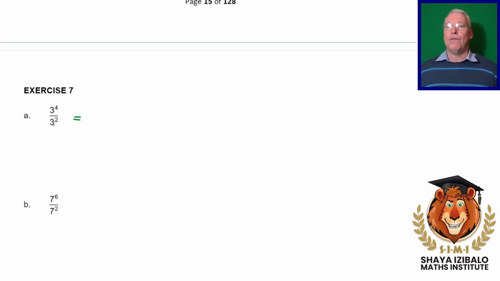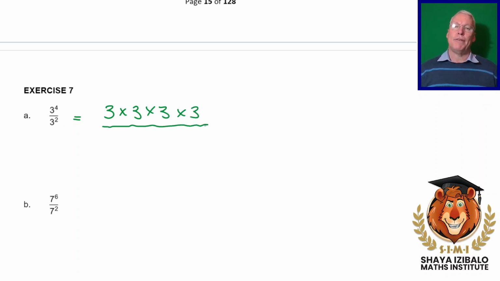So 3 to the 4 over 3 squared. That's 3 times 3 times 3 times 3, and on the bottom, we've got 3 times 3. Now, listen to the terminology here. We can divide the top by 3, it goes in once, and the bottom by 3, it goes in once. We have not changed the value of the fraction. This is an equal sign. This is still the same thing.